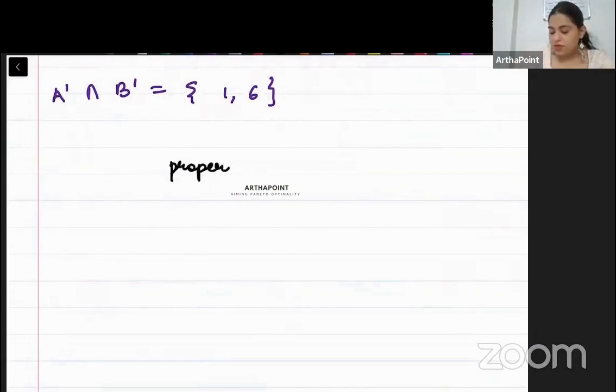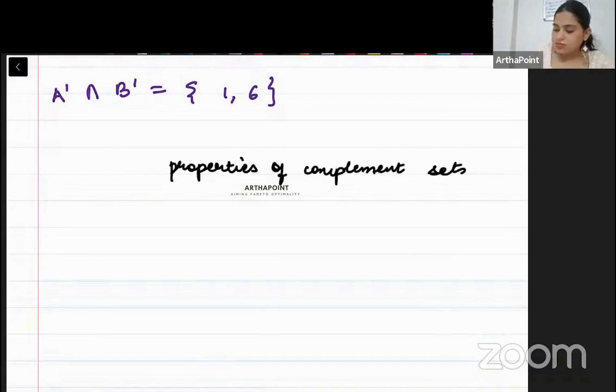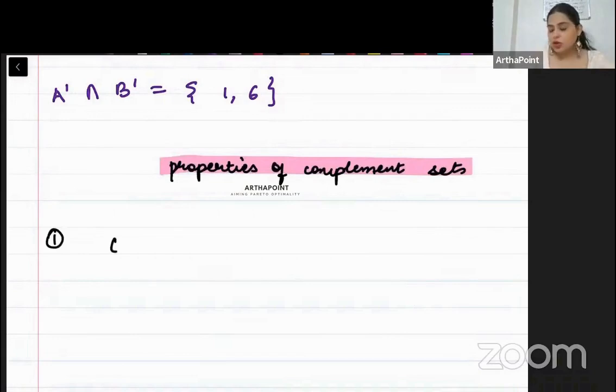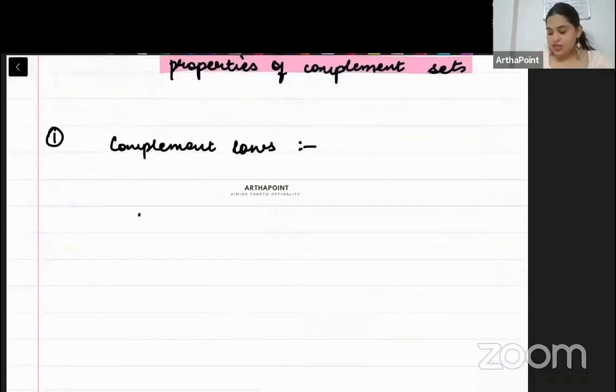So properties of complement sets. Okay, beta. The first property is called the complement laws. This property says that A union A complement is universe.